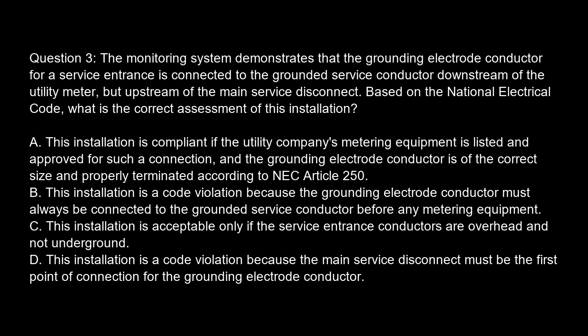Option B. This installation is a code violation because the grounding electrode conductor must always be connected to the grounded service conductor before any metering equipment. Option C. This installation is acceptable only if the service entrance conductors are overhead and not underground. Option D. This installation is a code violation because the main service disconnect must be the first point of connection for the grounding electrode conductor.